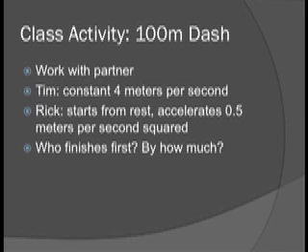So that brings us to the class activity for the day. Both Tim and Rick are taking part in the 100-meter dash. Tim decides he's going to run at a constant velocity of 4 meters per second with no acceleration. Rick is going to start from rest, or no initial velocity, and he's going to accelerate at 0.5 meters per second squared, and he'll keep that up for the entire 100 meters. The question is, who finishes first, and by how much? So what is their time difference? Get together with a partner and see if you can come up with a solution.